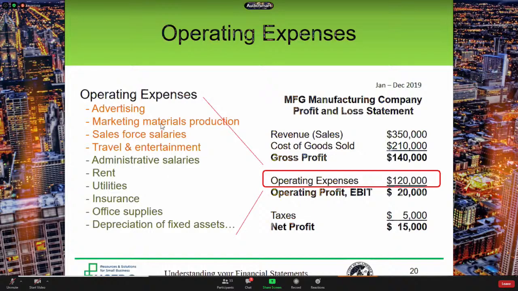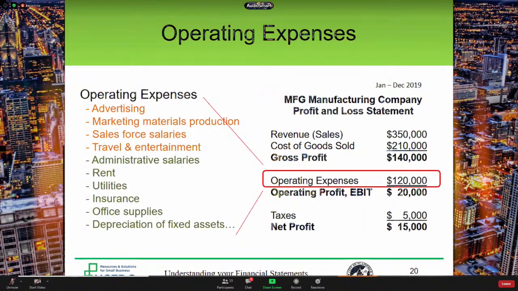Those two categories of expenses make up operating expenses. In this case, it's 120,000. So now we've watered down our initial 350 to a gross profit of 140, and now we've reduced that further by 120 in operating expenses. We're down to only $20,000 before taxes. In this case, we have $5,000 in taxes that we have to pay on the $20,000, and that leaves us with a net profit of $15,000.